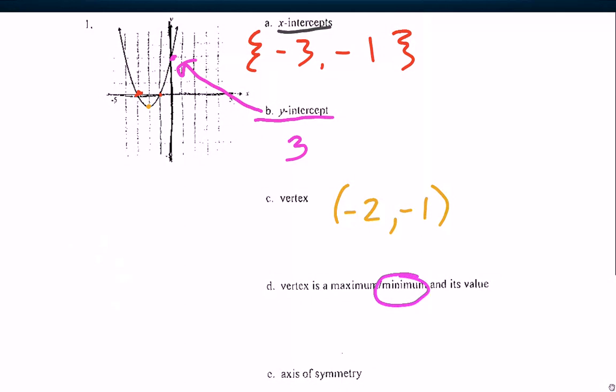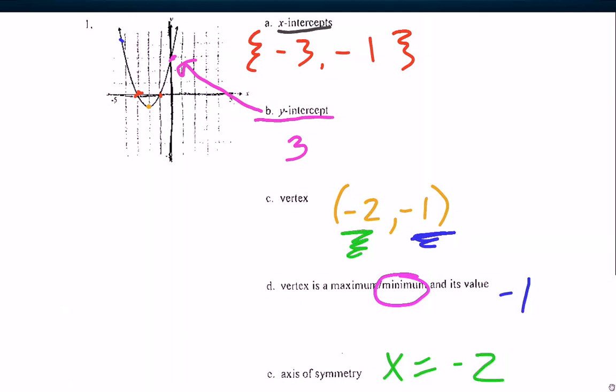If you think kind of about a little ant crawling along my graph, he's crawling down, down, down, down, down. Going down and then up. He is going down, and then he can't get any lower than that bottom part of the U shape. So we would say it's a minimum. The minimum value is my y value of my vertex. And then my axis of symmetry, I can look on my graph, or it's x equals the x value of my vertex. So x equals -2.